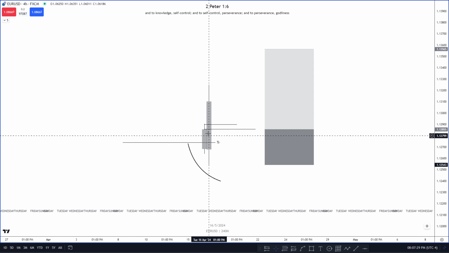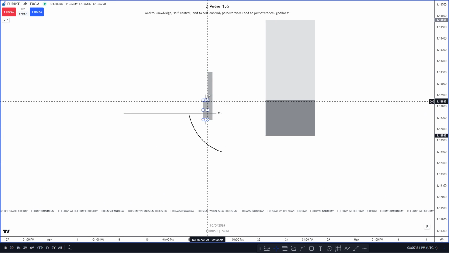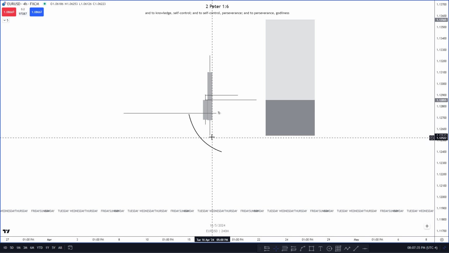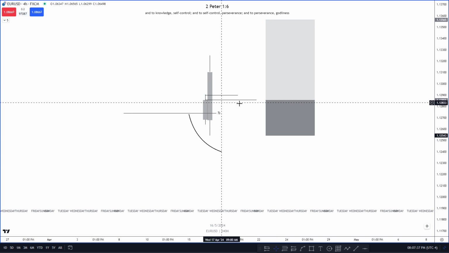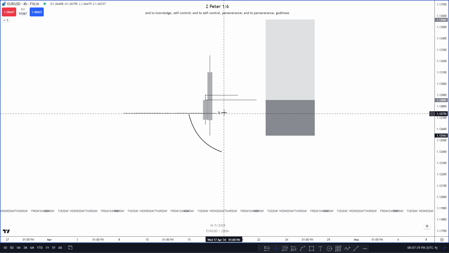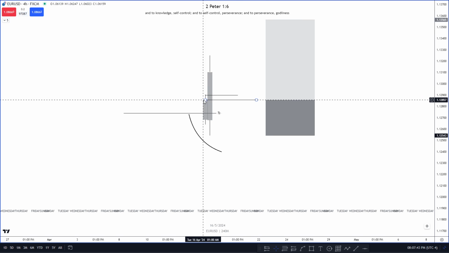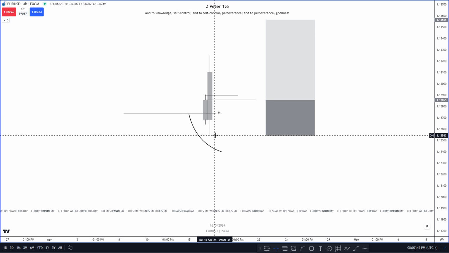You dig down, and the candle that dug down to the low, right? Or the candle that dug into the high, once it's changed in state of delivery, so once it's closed above or below, depending on order flow, you wait for that either wick or body to be returned to, and that's where you enter with your stop at the soup.